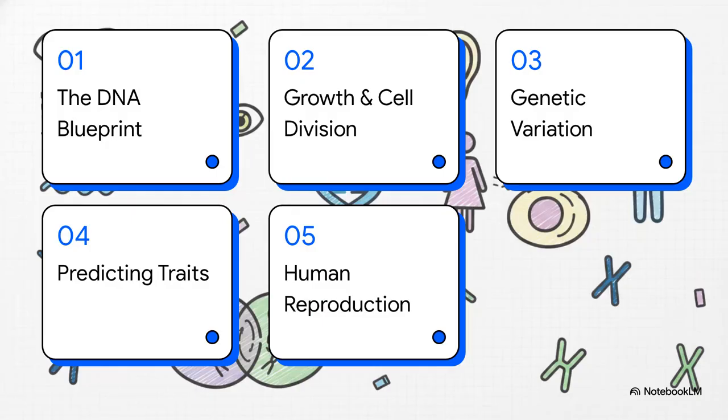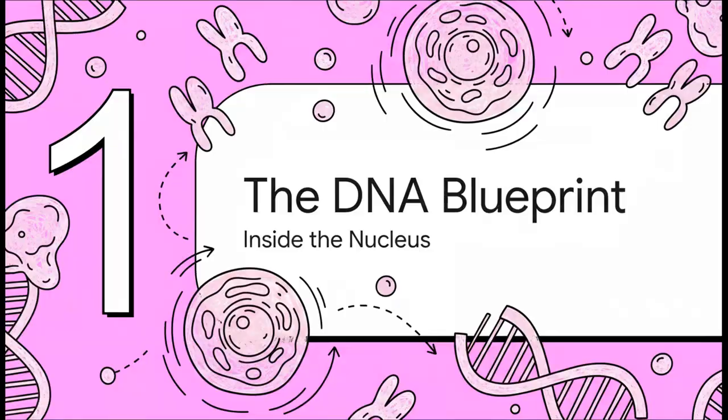Okay, let's dive into this. Here is our roadmap for today. We'll start with the DNA blueprint, move right into growth and cell division, explore creating genetic variation, predict some inherited traits, and finally, we'll zoom all the way out to human reproduction. Let's get moving. So, part 1, the DNA blueprint.